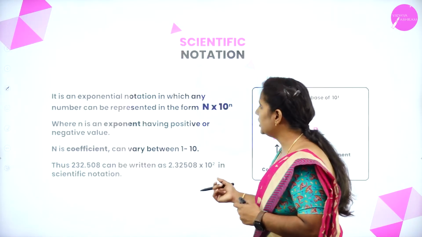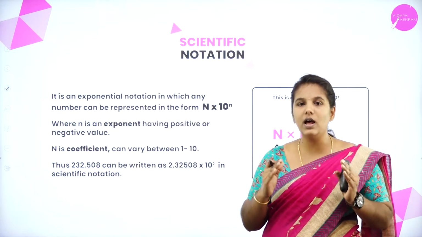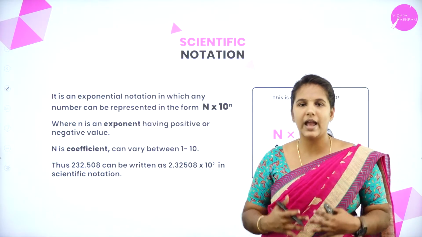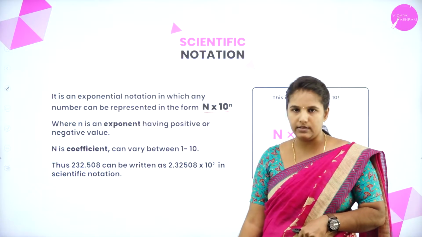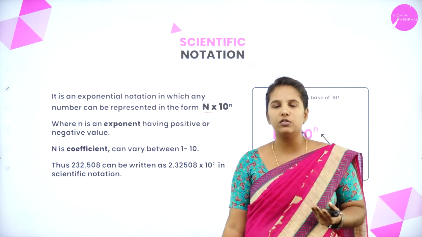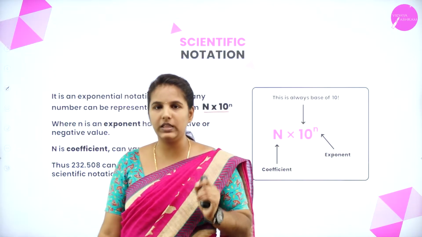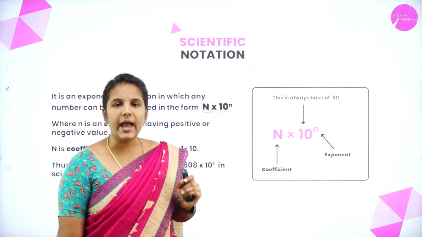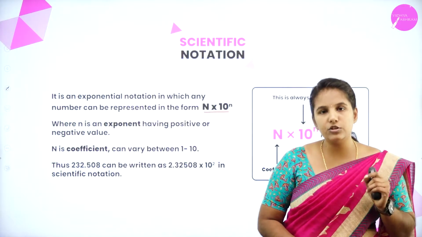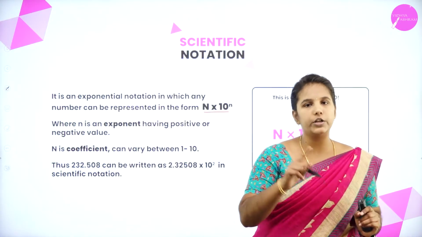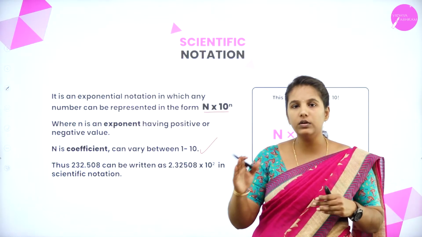So, scientific notation is nothing but an exponential notation where any number can be written as N into 10 to the power of n. Any number, if you take, can be written in the form of N into 10 to the power of n. Here, the capital N refers to the coefficient, and it usually has values from 1 to 10.